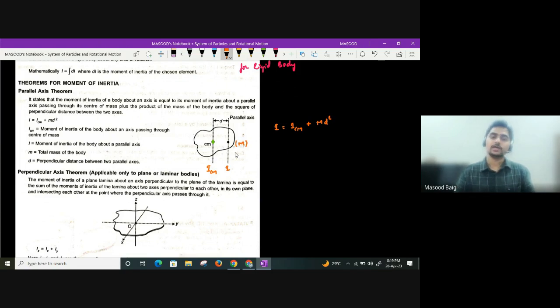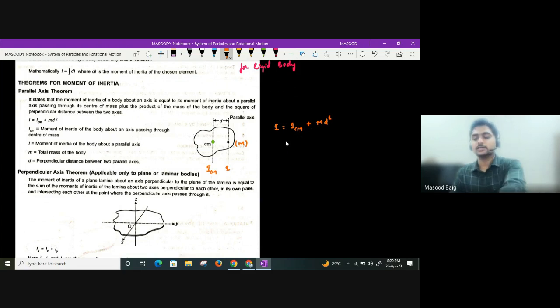When can we apply the parallel axis theorem? You can apply it for a two-dimensional object, a three-dimensional object, for any object, guys. So in order to apply it, we need two axes lying in the same plane, and one of them should be passing through the center of mass. Then the moment of inertia about the other axis will be the sum of the moment of inertia about a parallel axis passing through the center of mass and the product of mass and the square of the distance between the two axes.